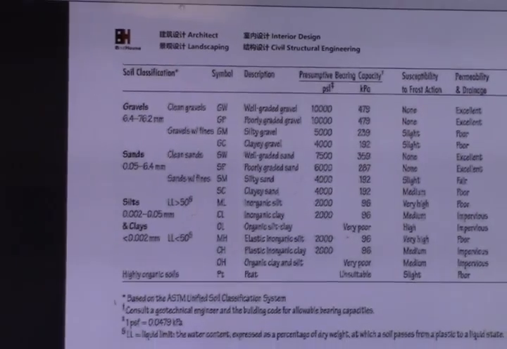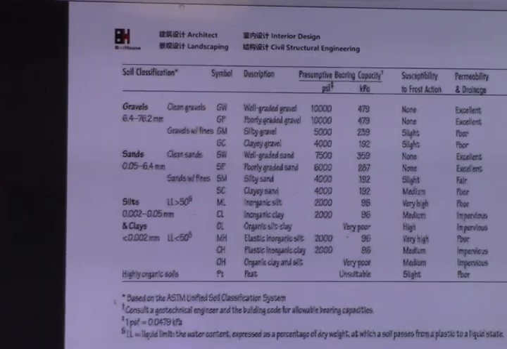After sand is silts. For silts, the capacity is in the middle, only 25% of the gravel. The frost action is medium. Drainage is not good, it is poor, but it is still okay for mostly the foundation and the subfloor.